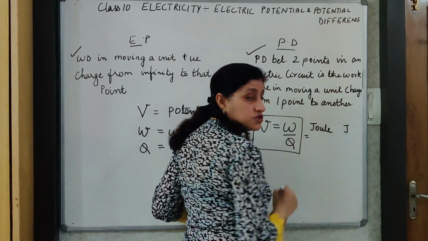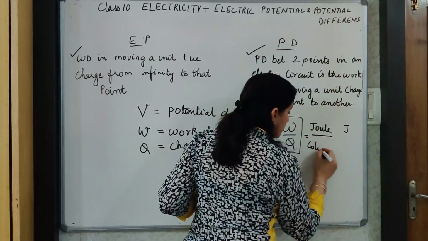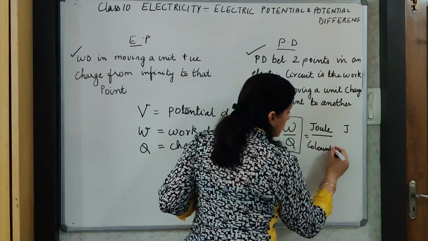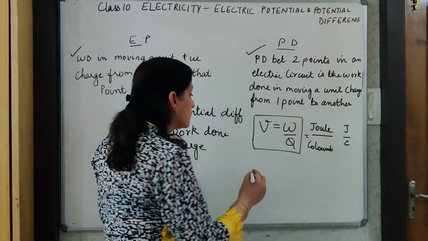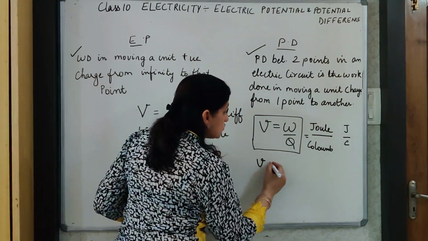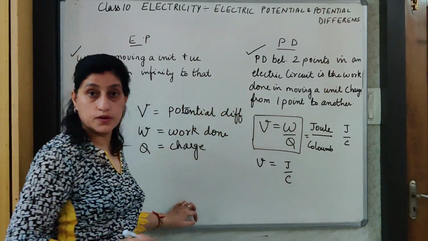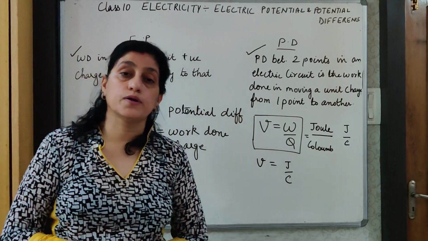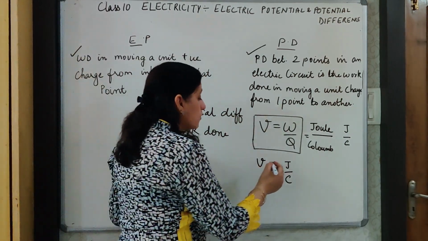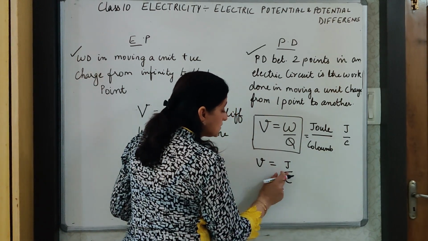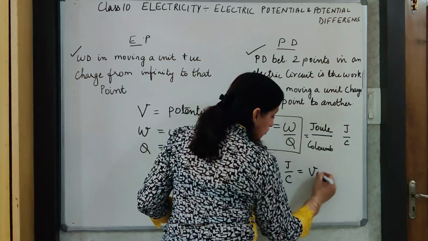Symbol is J. The unit of charge is Coulomb. Symbol is C. So the SI unit of potential difference, that is V, becomes Joule per Coulomb. This is the SI unit, Joule per Coulomb. This was shortened and written as Joule per Coulomb, also taken as volt.